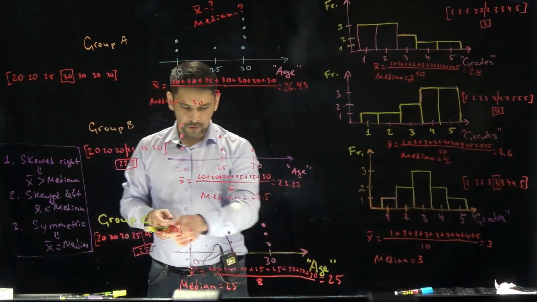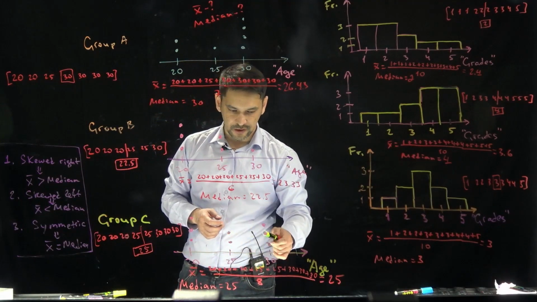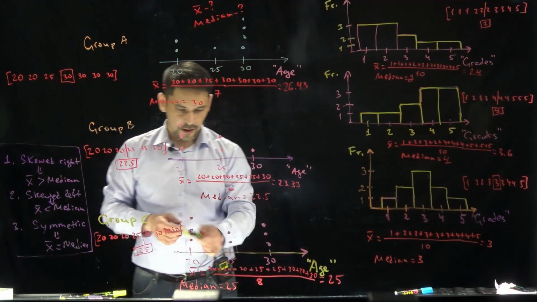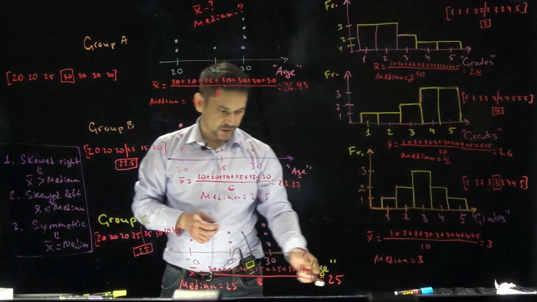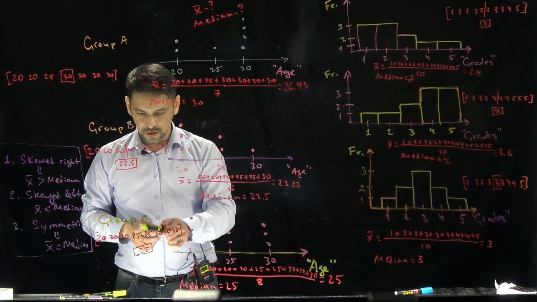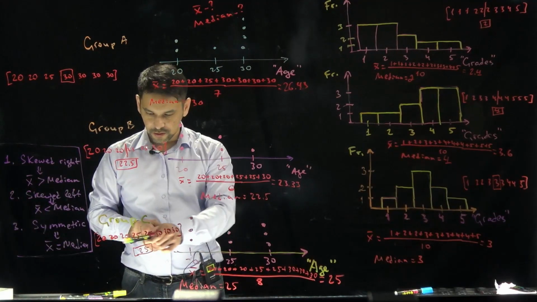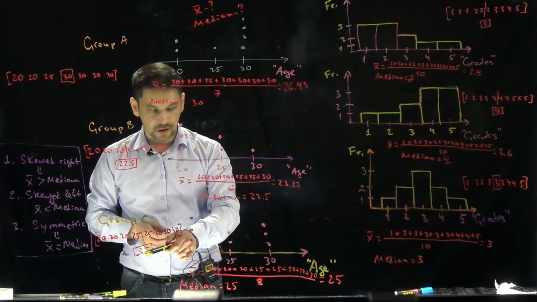The average for group C is 20 plus 20 plus 20 plus 25 plus 25 plus 30 plus 30 plus 30 divided by 8. That's equal to 25. And the median for it is 25 as well. I put the ages of all the 8 students in ascending order here, and I found the number in the middle. It's 25.